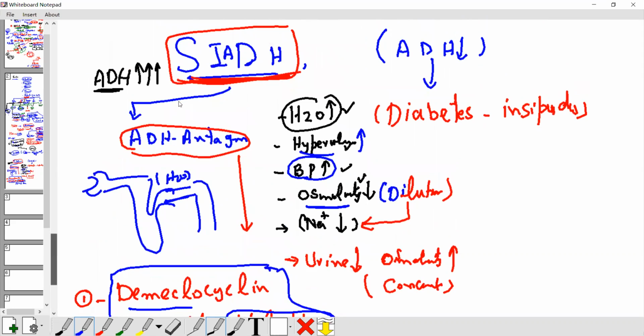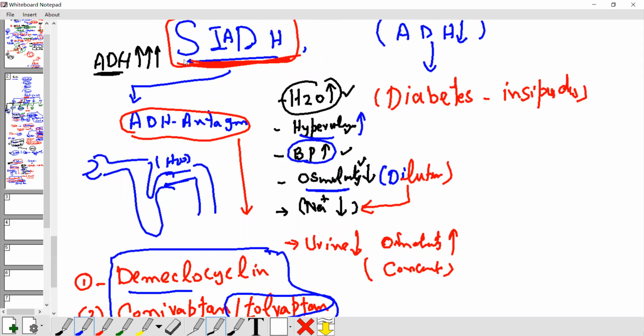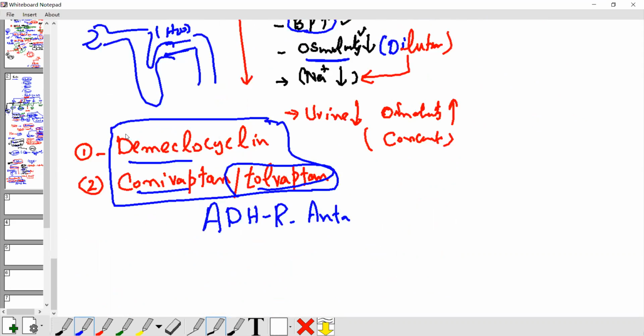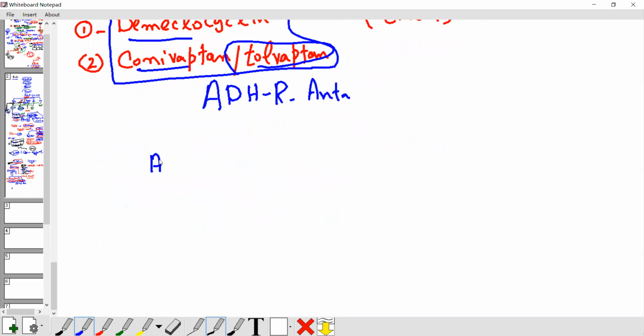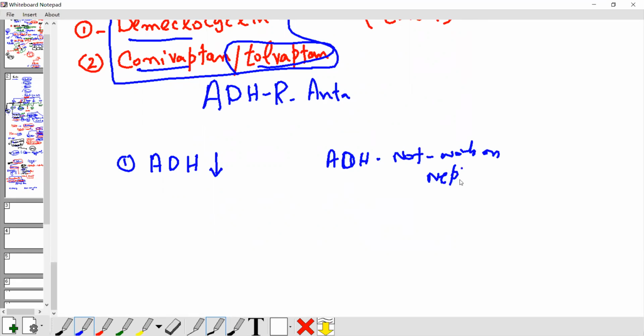Just now we finished very high levels of ADH. Okay. Now we talk about if you have a low level of ADH. If ADH is low, that's one thing. Another problem is ADH not working on the nephron. Okay.